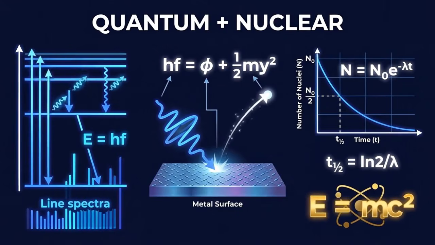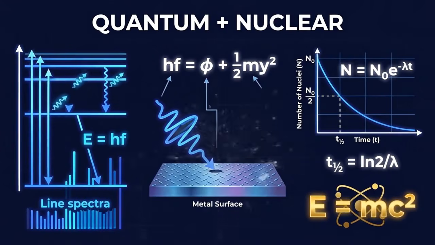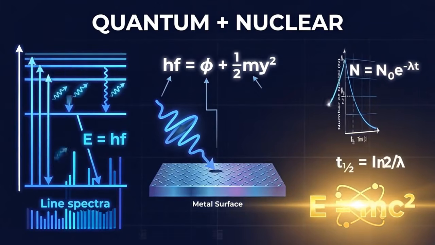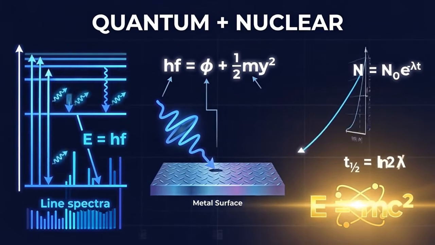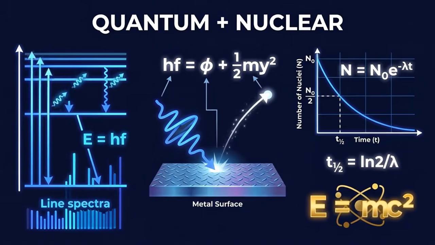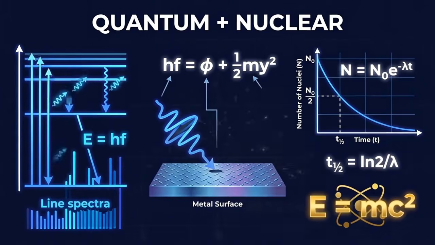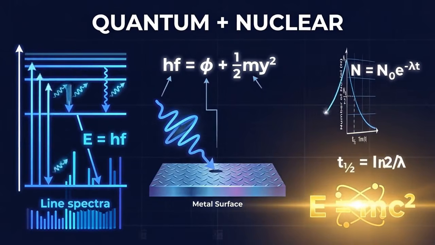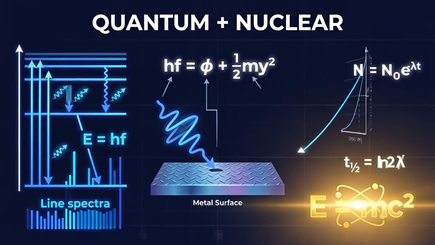For nuclear decay, N equals N0 times e to the power of negative lambda t. The decay constant lambda and half-life are linked by t½ equals natural log of 2 divided by lambda, which is 0.693 over lambda.